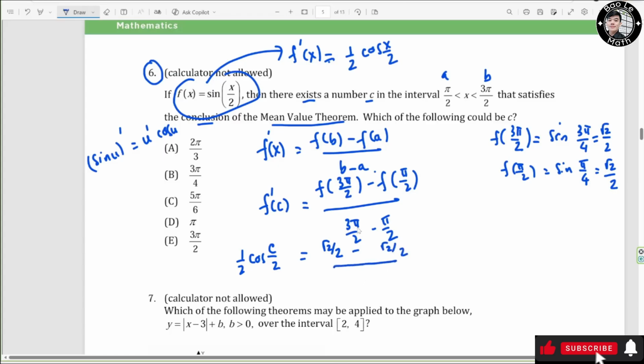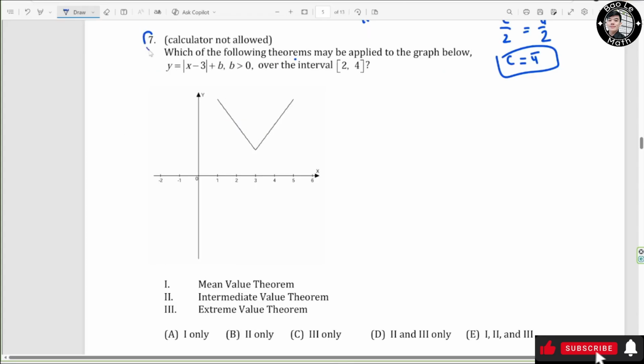Over 3 pi over 2, subtract pi over 2, it could be 2 pi over 2 and it could be pi, right? So it could be 0, right? So it's going to be cosine of c over 2 equals 0, right? So c over 2 equals pi over 2 and c equals pi, right? So the answer is D.